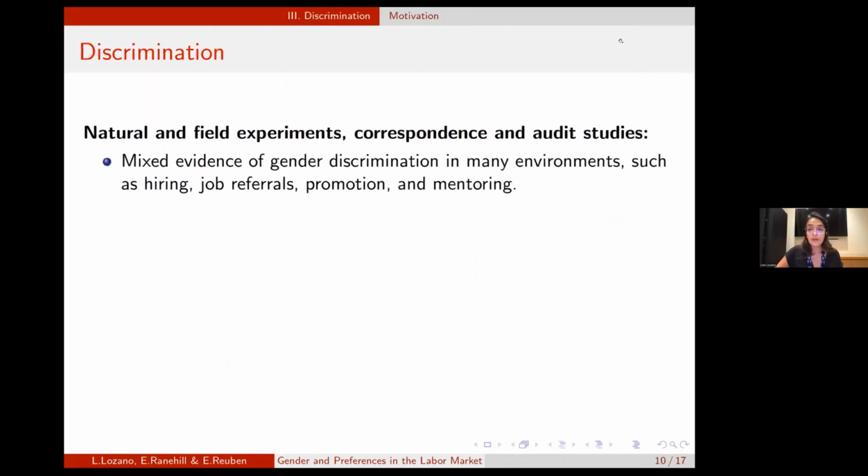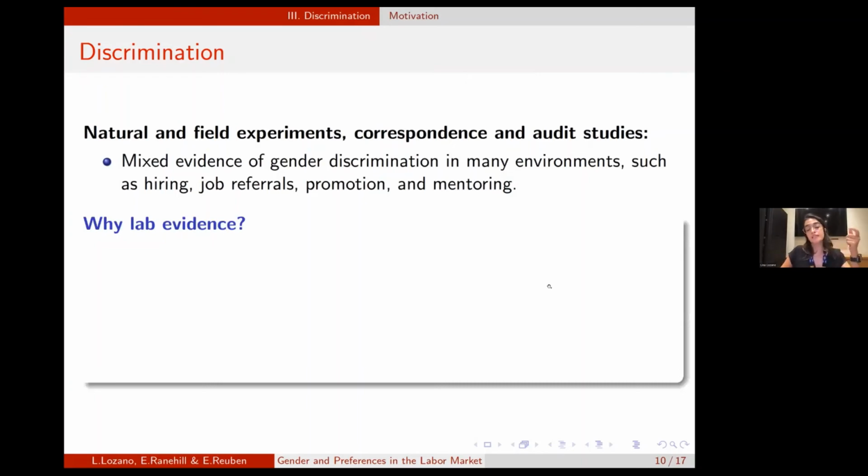All right, now moving towards discrimination. There is also a long history of research in natural and field experiments, and especially we know a lot about correspondence and audit studies when it comes to gender discrimination. In particular, the evidence seems to be quite mixed, but overall there is gender discrimination in many environments, especially when it comes to hiring, job referrals, promotions, and mentoring.